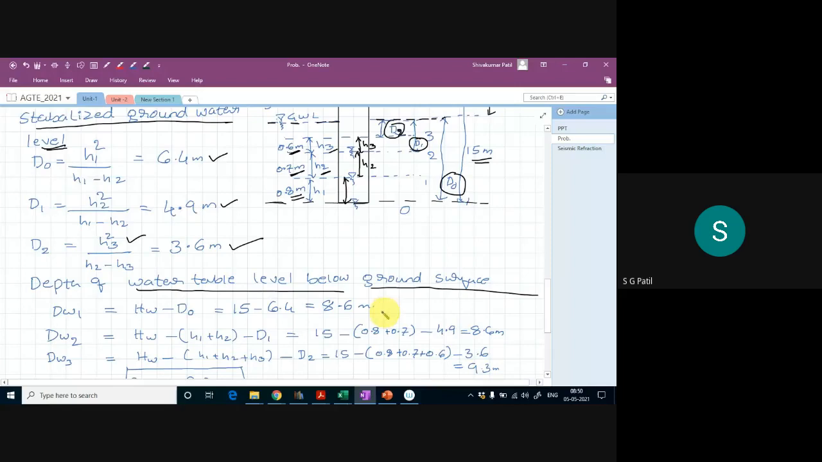Let me go to this one, DW1. What is DW1? DW1 is nothing but the depth of the water table on the first day minus D naught. On the day of bailing out the water, the depth was 15 meter. 15 minus D naught, which is 6.4, I got 8.6 meter.